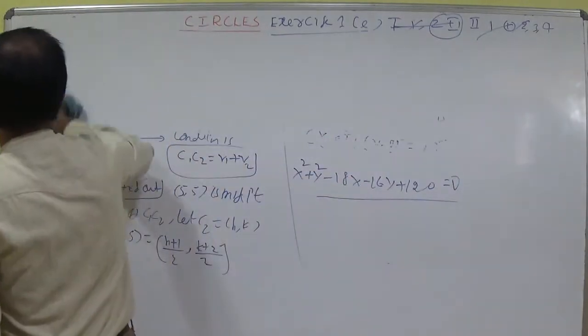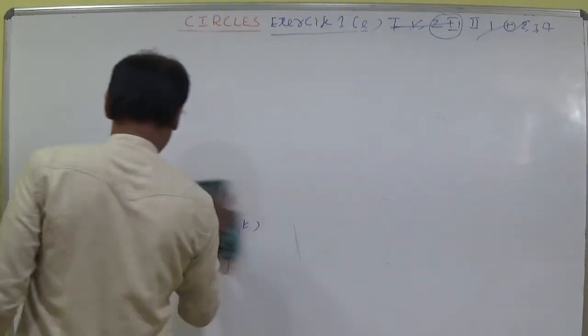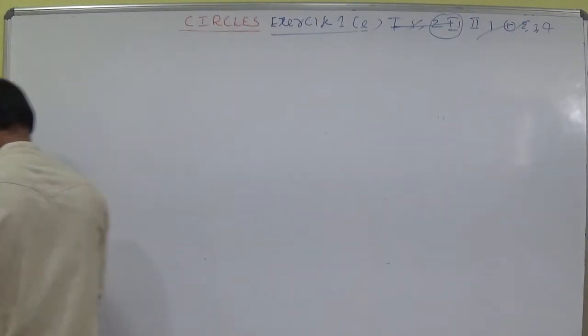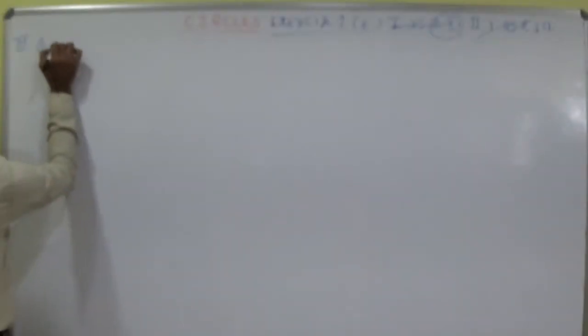Now Roman number 3, first question. It depends upon the same concept. If a shortcut is not there for this one, we should do the process. Roman number 3, first question.